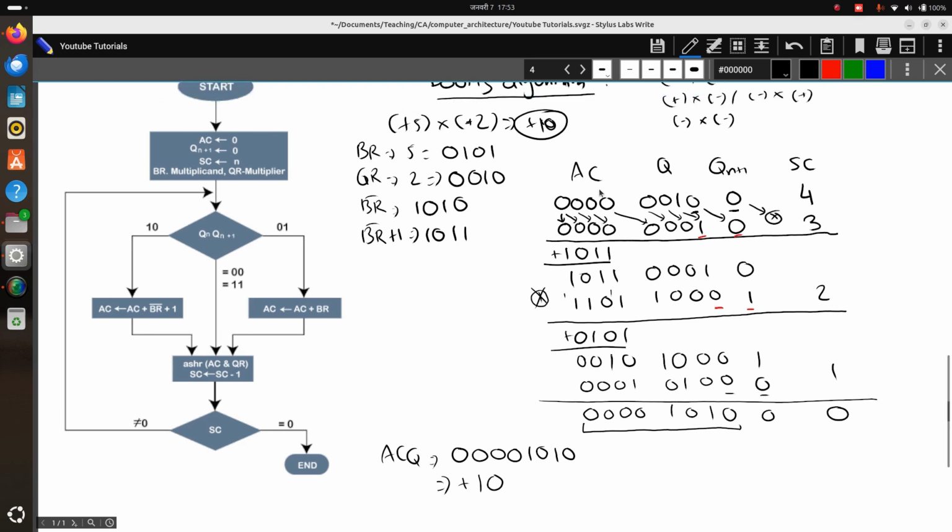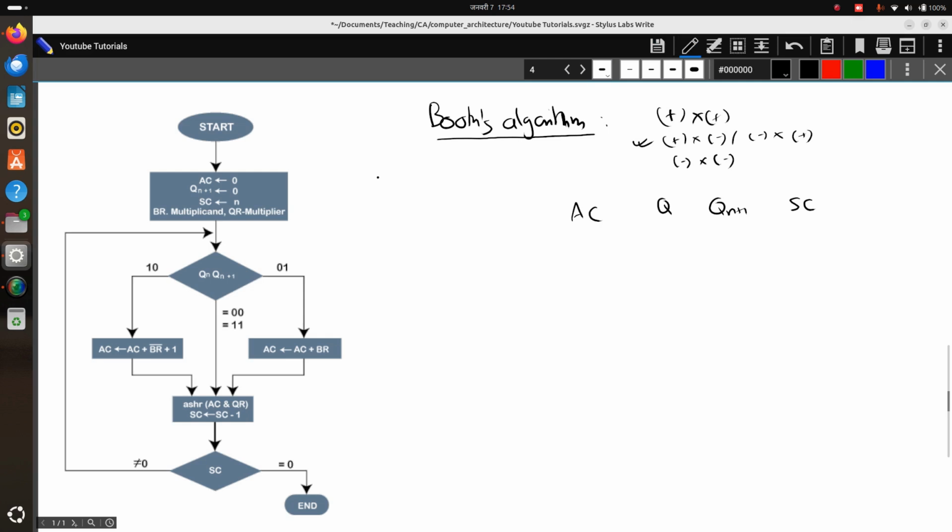Now we're going to consider another example here. In the second case, we'll go for example minus 5 into plus 2, and then the result should be minus 10. We'll see if this particular approach gives us the correct result or not. So first of all, let's take our BR or B representation. This is going to be minus 5. Now representing minus 5 in binary, we perform a 2's complement of plus 5 and then represent minus 5 in that way.